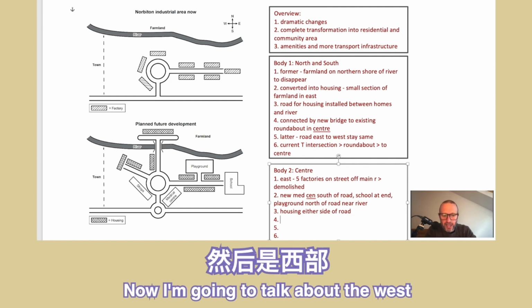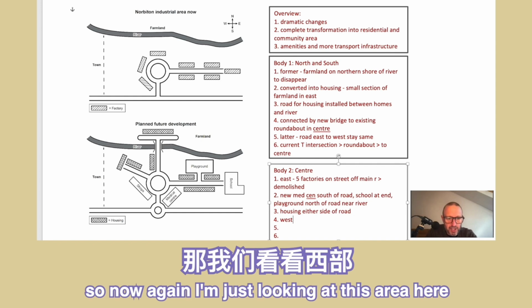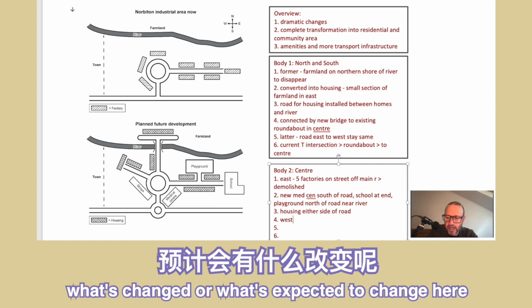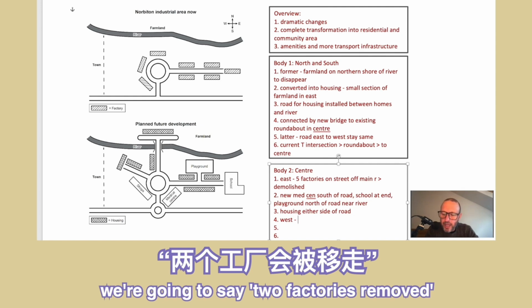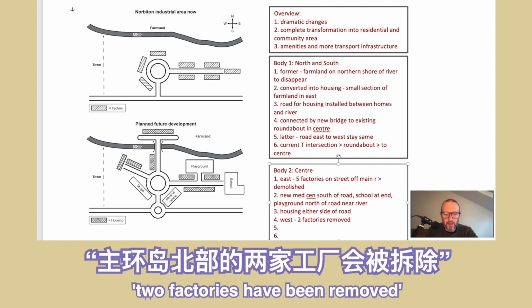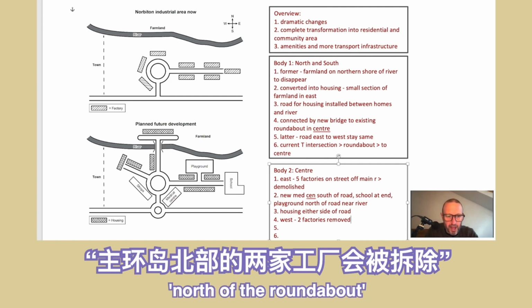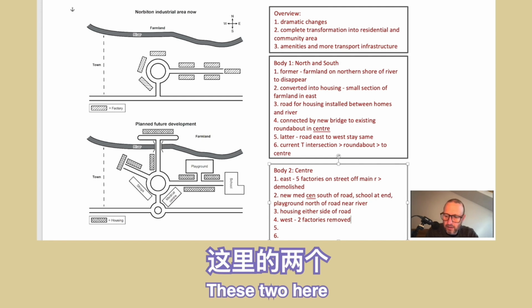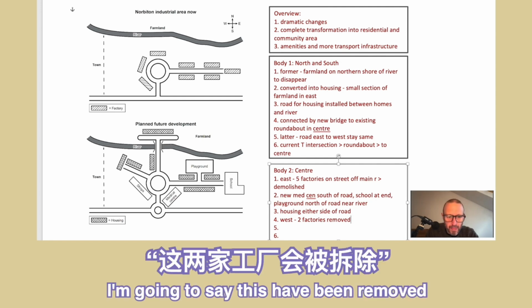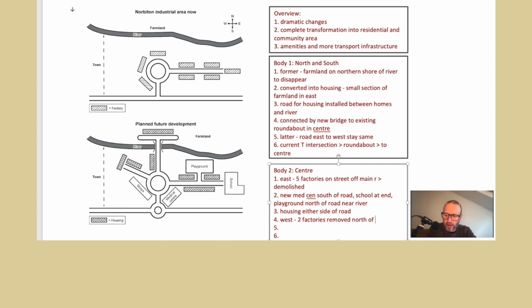Now I'm going to talk about the West. So now again, I'm just looking at this area here. What's changed or what's expected to change here? So in the West, we're going to say 2 factories removed. So 2 factories have been removed north of the roundabout. These 2 here. I'm going to say these have been removed north of roundabout.